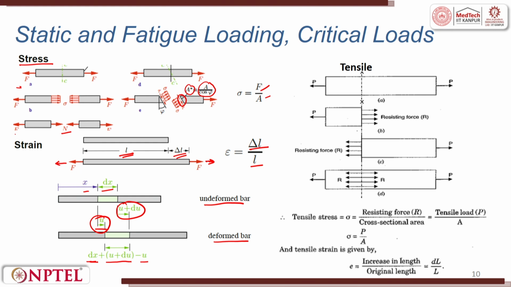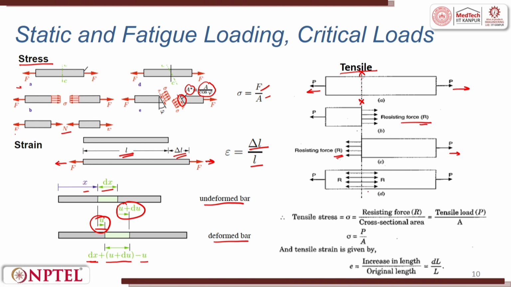Similarly, to recall the concepts on tensile loading, the loads are acting in different directions, one in the negative direction, another in the positive direction. So there are resisting forces acting oppositely. Suppose at this point the force is acting. This is the plane at which forces are acting, plane xx. On the xx plane there are resisting forces R, and also forces opposite to the forces acting upon the positive or right axis. So that is again force R.